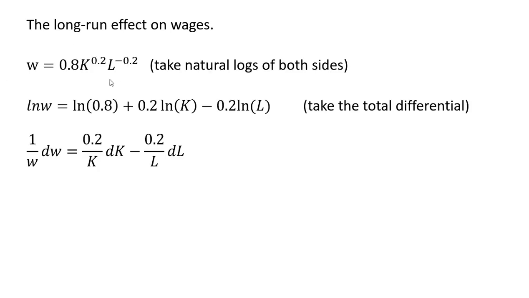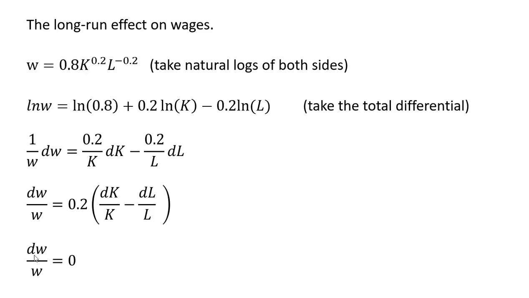Now the long-run effect on wages. So again, taking that key wage equation, taking the natural logs of both sides, we get this. This time I'm going to take the total differential of this wage equation. We get this result here. On the left-hand side, we just have the percentage change in wages. Factoring out a 0.2 on the right-hand side, we have something that we've just seen before, and we know in the long run that this is 0. So what does that mean? It means that there is no change in the wage rate in the long run. So the percentage change in the wage is 0 in the long run.